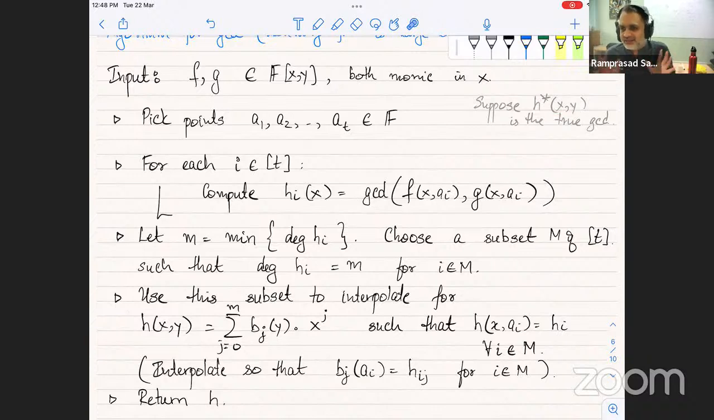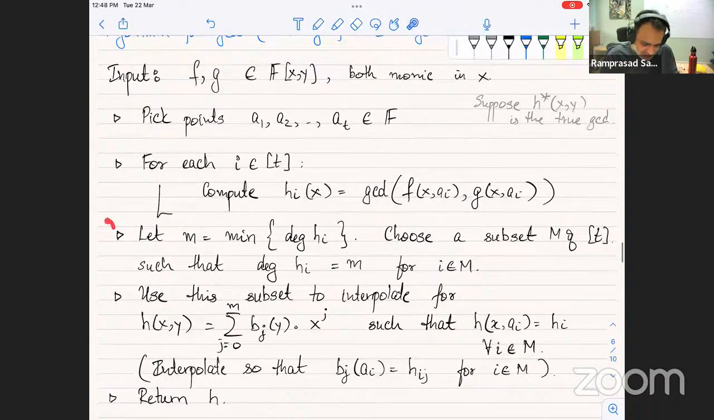Okay, that's what I'm hoping happens. But this may not be the case. So this is the part that's a little weird. What I'm going to do is, for each of these hi of x's, I will try and figure out what their degrees are. Ideally speaking, if all of them are equal to h star of x comma ai, they must all be of the same degree.